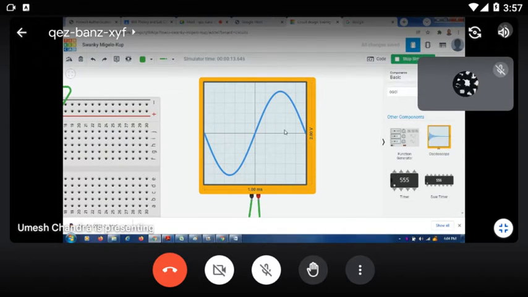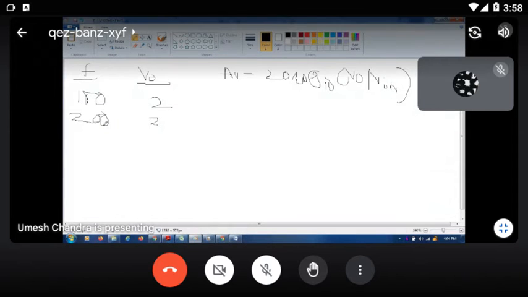Then total block is 2, then each block is 0.2. Then how much division cover in y-axis? 1, 2, 3, 4, 5, 6, 7, 8. This is 8 blocks. Then 8 into 0.2, that is 1.6 volt. Here, when you give the 1 kilohertz, your output will be 1.6 volt.